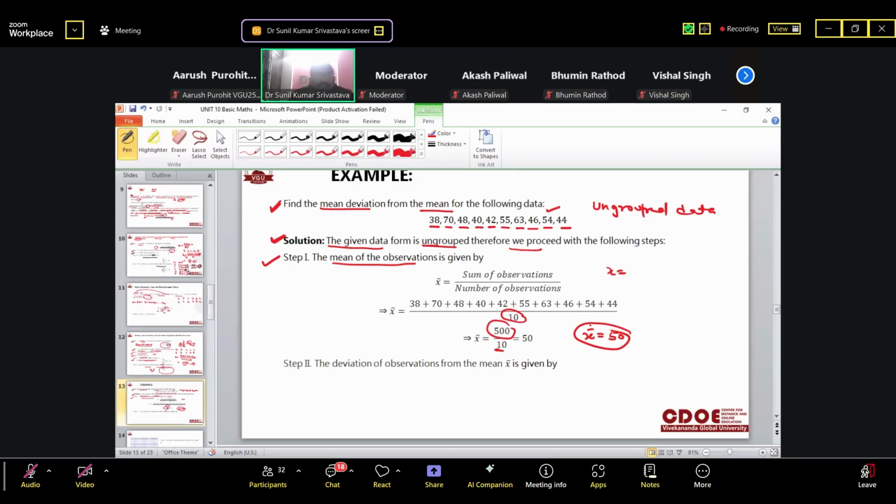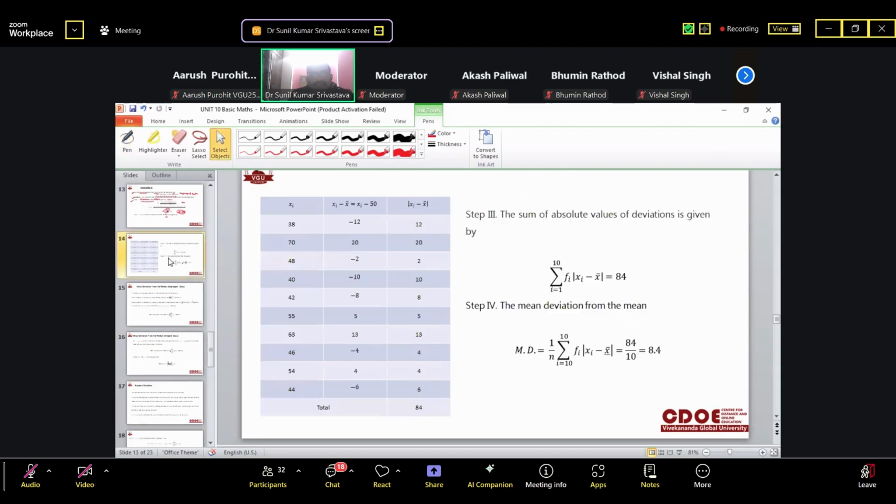Okay, now we proceed to the second step. We have to take the deviation from the mean, xi minus x bar. In the next step, we prepare a table for the observations. Here we have the given xi, all the values of x: 38, 70, 48, 40, 42, 55, 63, 46, 50. And from the previous step, the mean is 50.